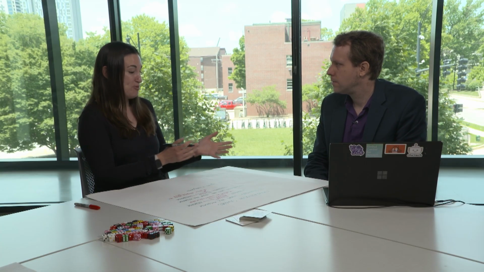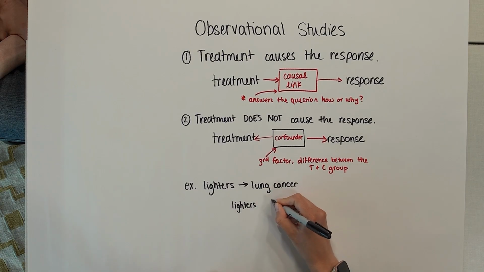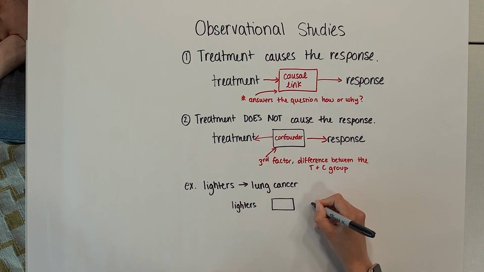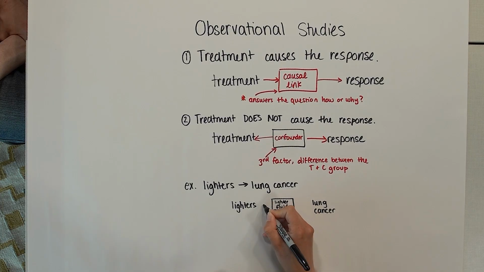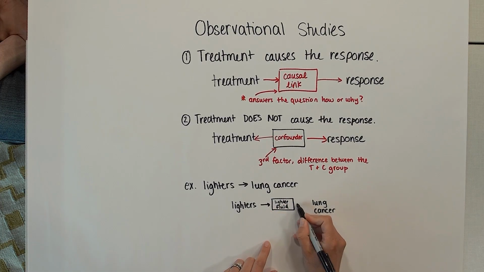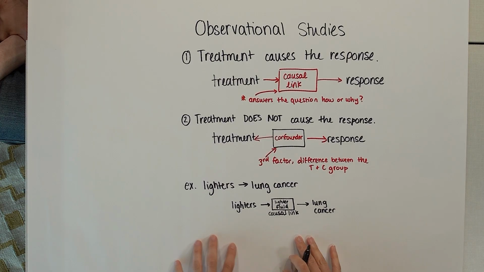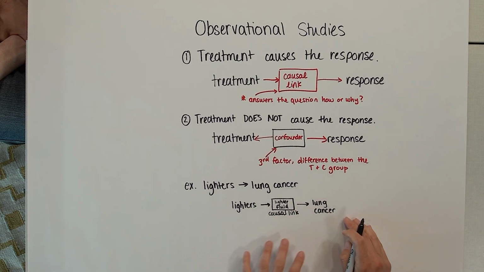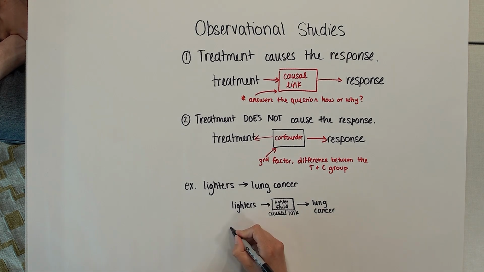So the first thing that happened was that people said, okay, lighters cause lung cancer, so there has to be a causal link relating these two things, because why are we seeing this connection? Some people thought maybe it was lighter fluid. Maybe when people used the lighters, they were exposed to lighter fluid and that caused lung cancer. But upon further investigation, they were able to test it out, and that wasn't what was happening. Instead, there was a confounder.